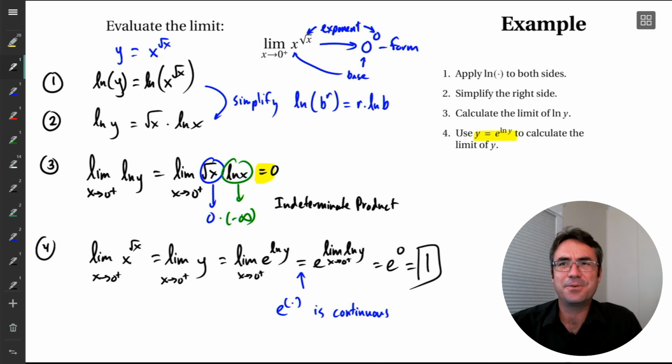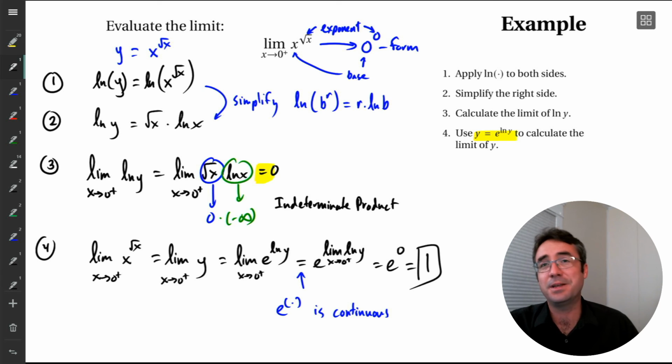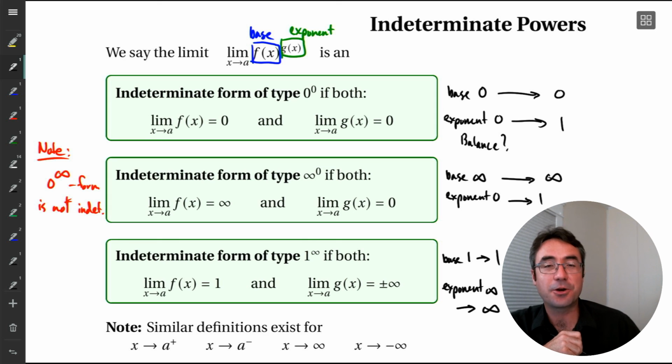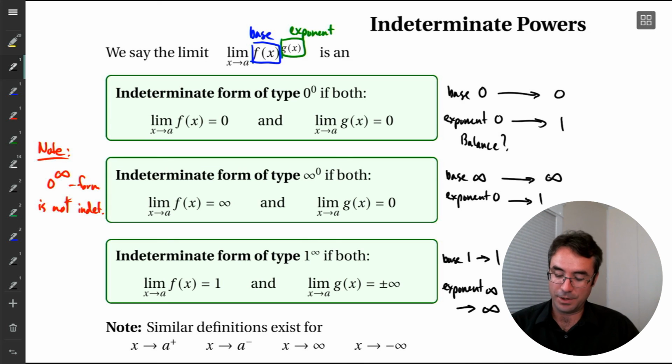All right, so that's going to be the last indeterminate form we look at. So we've seen them all. Indeterminate quotients, 0 over 0, infinity over infinity. Indeterminate products, 0 times infinity. Indeterminate differences, infinity minus infinity. And then this whole slew of different indeterminate powers: 0 to the 0, infinity to the 0, and 1 to infinity. So a whole bunch of good indeterminate forms here.